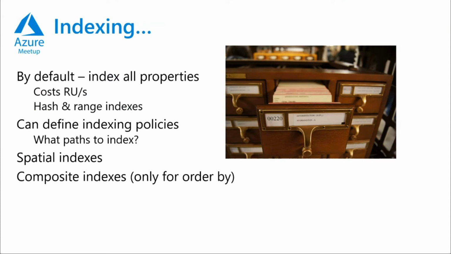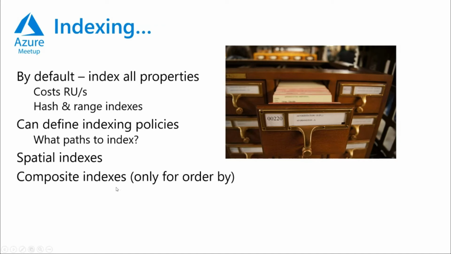Cosmos also supports spatial indexes and composite indexes. Spatial indexes are to find things by geographical location. That's fairly relevant. But composite indexes are interesting. They are not used for queries. They're used only to allow you to do order by.